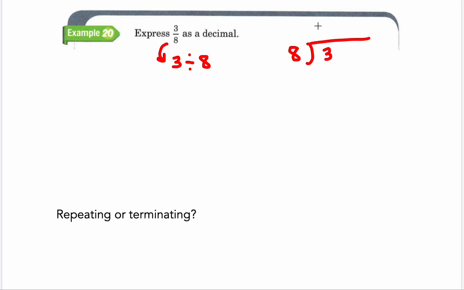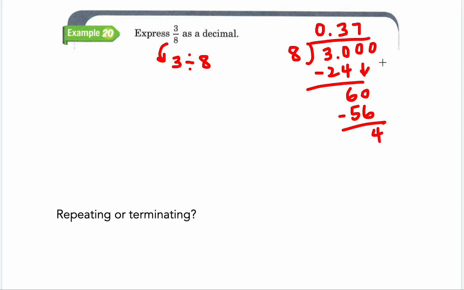Okay, so 8 doesn't go into 3, so we'll put a 0 there. And we'll add a 0 in the back of 3 after the decimal point. 8 goes into 30 3 times. So that gives us a remainder of 6. Add in another 0, bring it down. 8 goes into 60 7 times. 8 times 7 is 56. Subtract that, we get a remainder of 4. Add another 0, bring that down. 8 goes into 40 5 times for a remainder of 0. So that's how we know we're done.